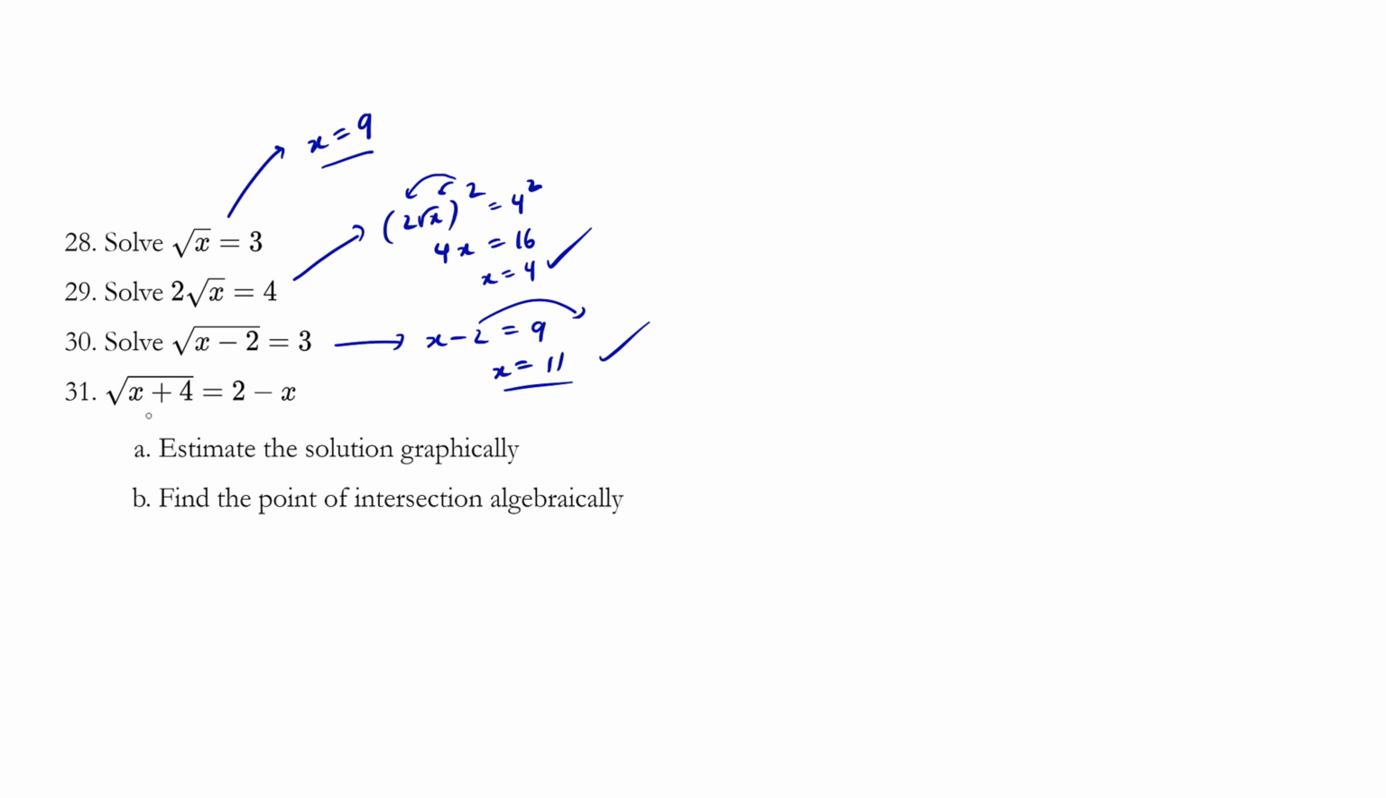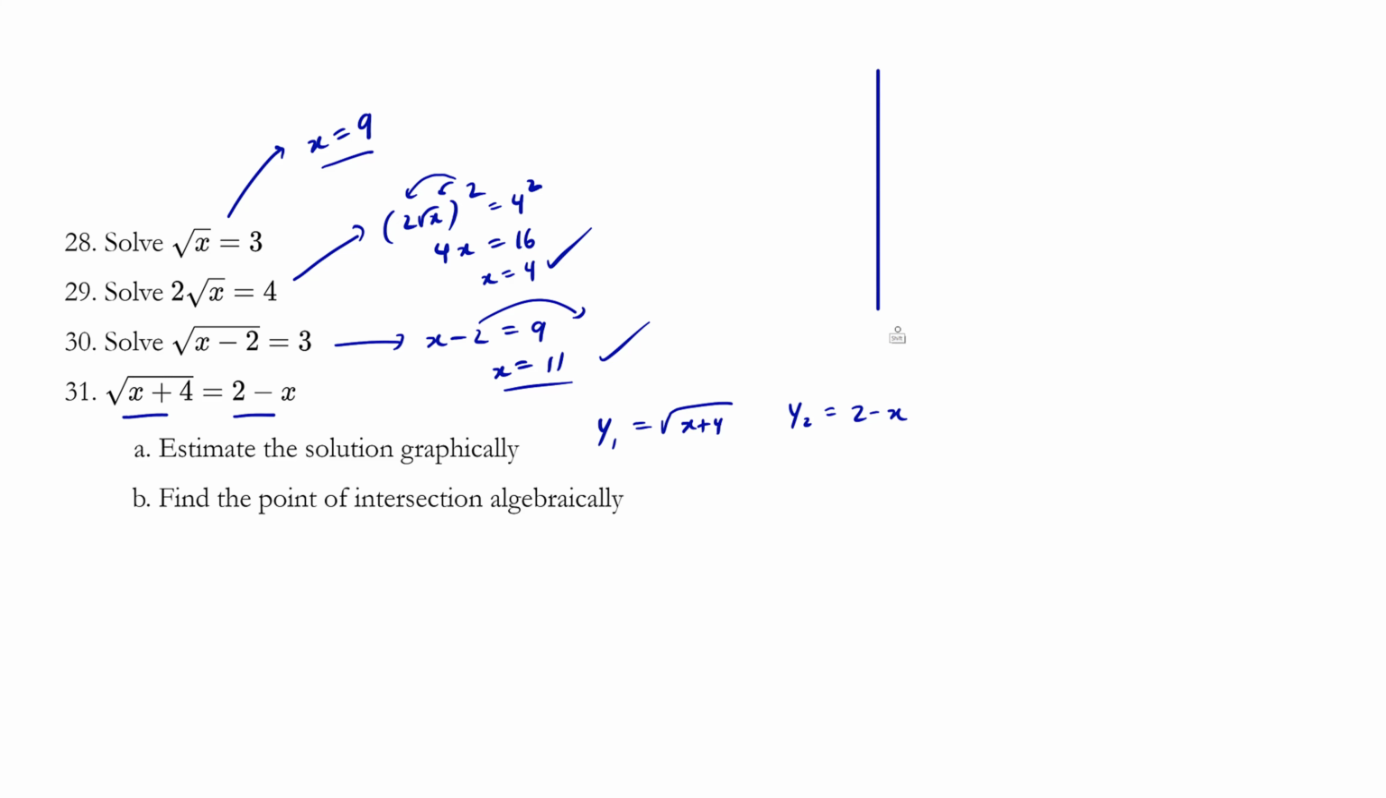Okay, so now the question is asking us to estimate this graphically. When you have an equal sign, you could think of two separate graphs. The first graph, y1, equals the left part, which is the square root of x plus 4. And y2 equals the graph on the right, which is 2 minus x.